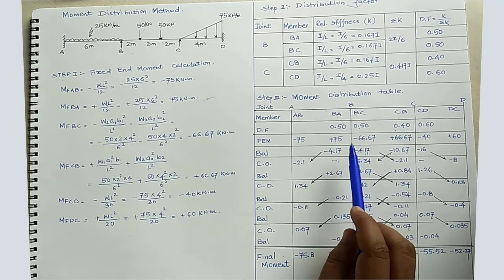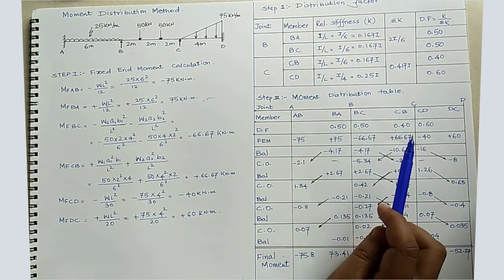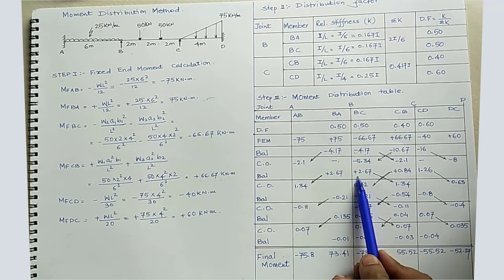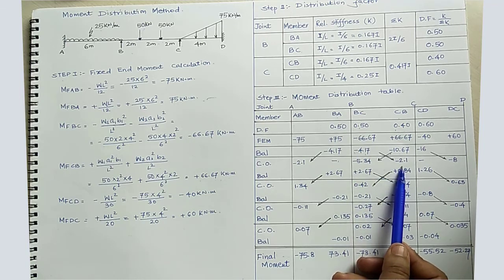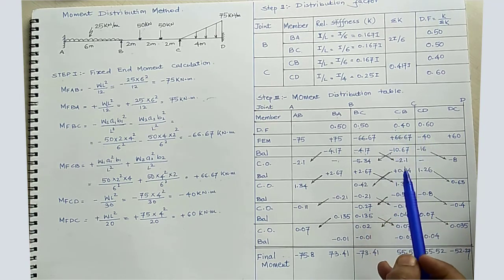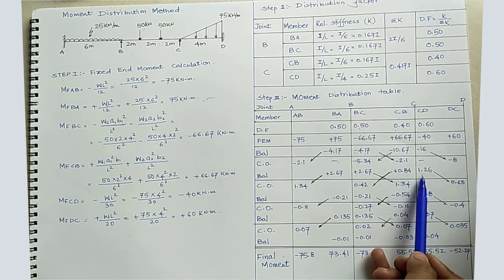This minus 5.34 is balanced with the distribution factor by multiplying by 0.5. The value we get is minus 2.67, and we have to write it with the opposite sign as plus 2.67. Then again with the BC member, it is plus 2.67. Now for joint C, the unbalanced moment is minus 2.1. We have to balance it by multiplying with the distribution factors of CB and CD, 0.4 and 0.6 respectively. The value we get in minus sign, we have to write in plus sign. So we get minus 0.84 and minus 1.26, and we write them with the plus sign.